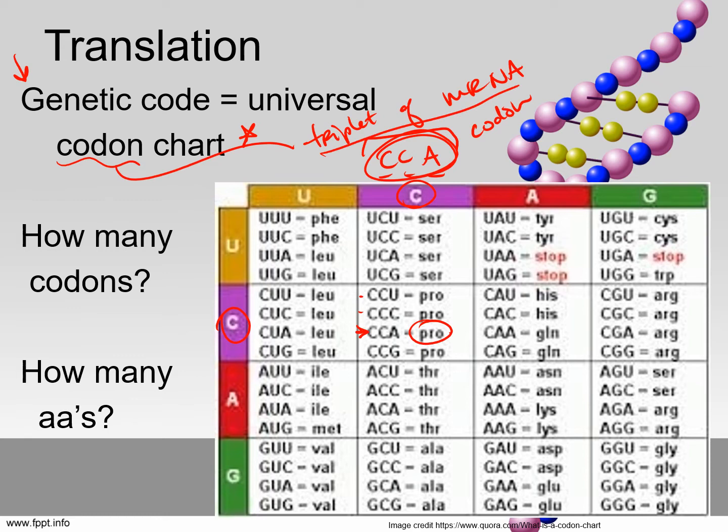Cool thing about our codon chart, this genetic code, it is mostly universal. Almost every living thing uses almost exactly the same codon chart, which is pretty cool because we can take advantage of that. And we'll talk about that later, the very end of this lecture, and then a lot in genetics.